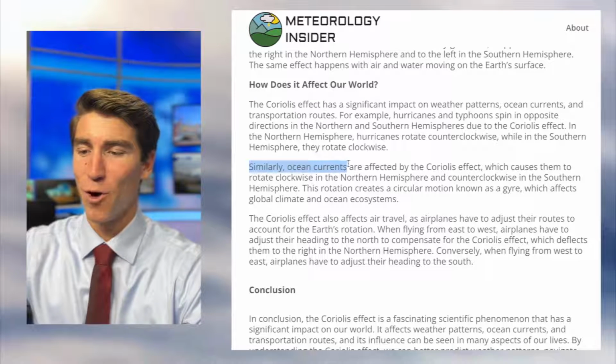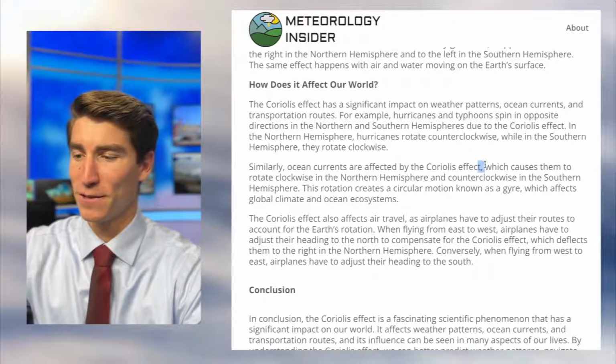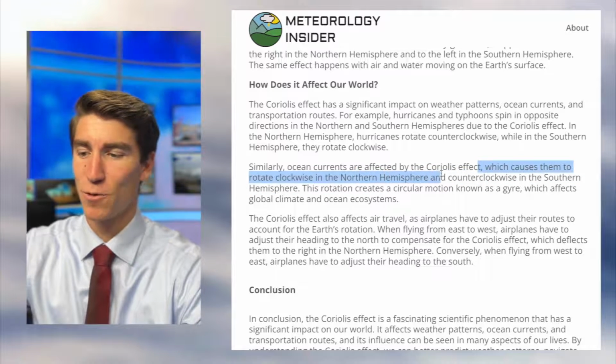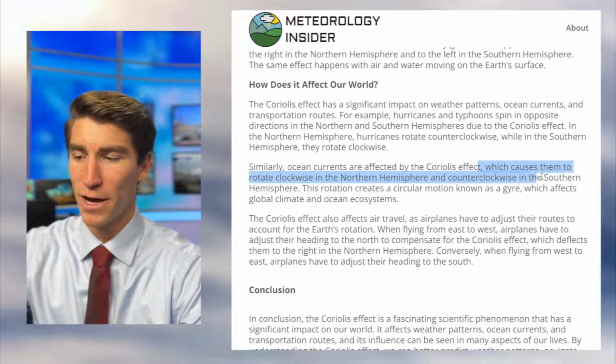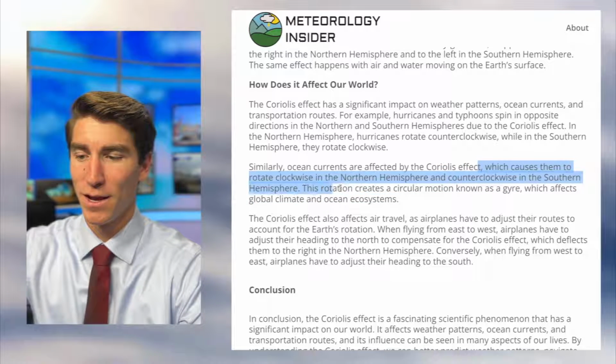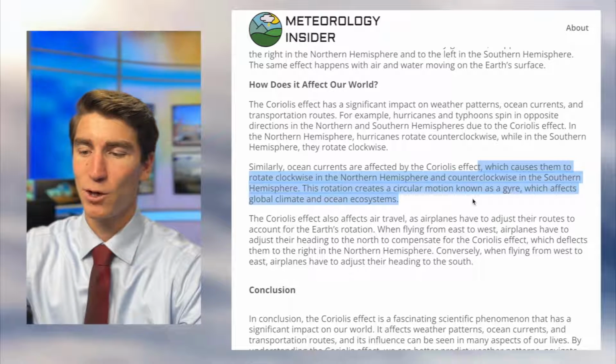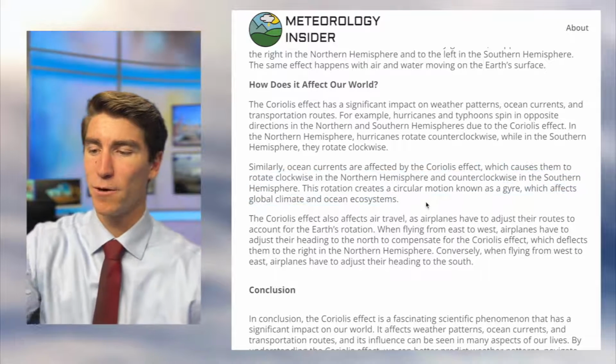Similarly, ocean currents are affected by the Coriolis effect, which causes them to rotate clockwise in the Northern Hemisphere and counterclockwise in the Southern Hemisphere. This rotation creates a circular motion known as a gyre, which affects global climate and ocean ecosystems.